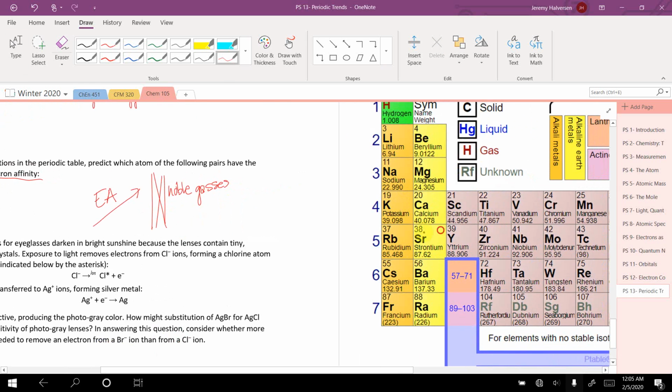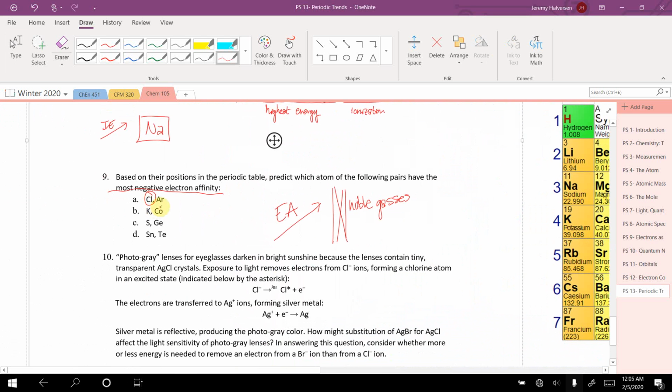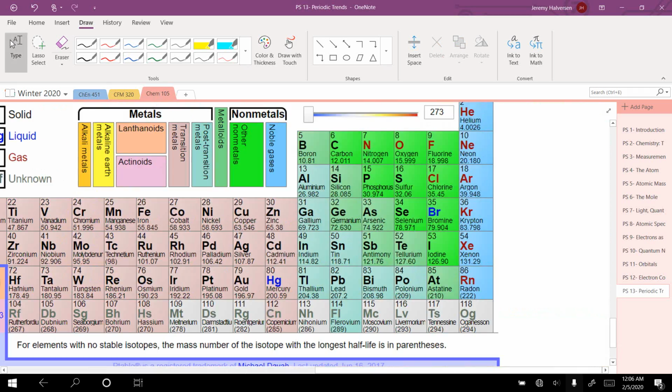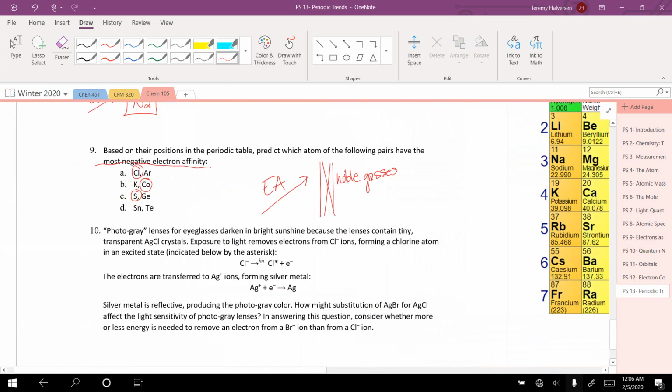All right, potassium and cobalt. Cobalt's further to the right. It's going to have a higher Z effective, therefore it's going to be pulling more on those outside electrons. All right, we've got sulfur and germanium. Sulfur is further up and to the right, therefore it's going to have a higher electron affinity.